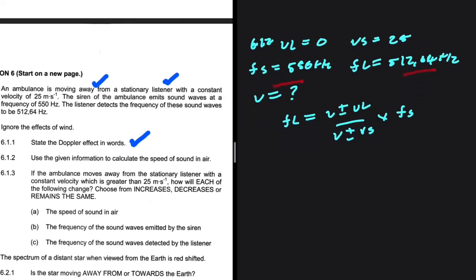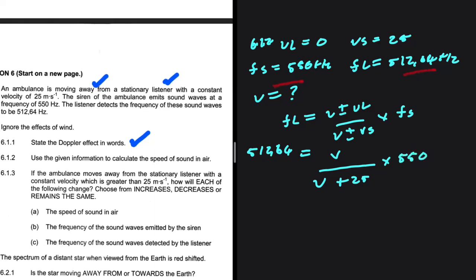The frequency experienced by the listener is 512.64, being equal to the speed of sound in air, what we're interested in, plus or minus the velocity of the listener. The listener is stationary, so VL is equal to 0. Everything divided by V. The ambulance is moving away, so that is supposed to be plus 25 in the denominator. If it was moving towards, it would be minus 25, multiplied by the frequency of the source. That is 550.